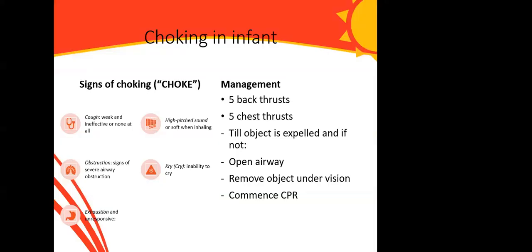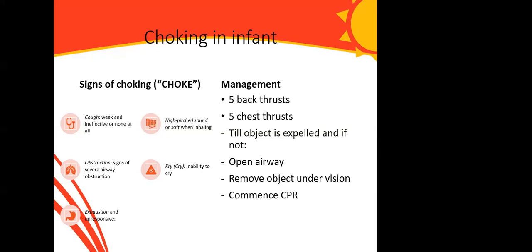Now, there are some scenarios where CPR may be needed in an infant. The first one is choking. The mnemonic for the signs of choking in a child is CHOKE. When a child is choking, you want to look at the cough. If the child has a weak and ineffective cough, or there's no cough at all, then you have a high-pitched sound, like the oxygen failure sound that you hear in theater, and the sound becomes soft when the child is trying to inhale.